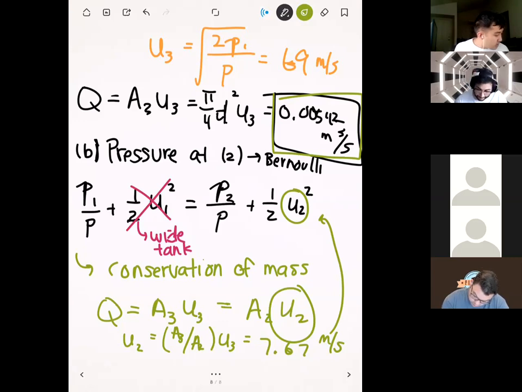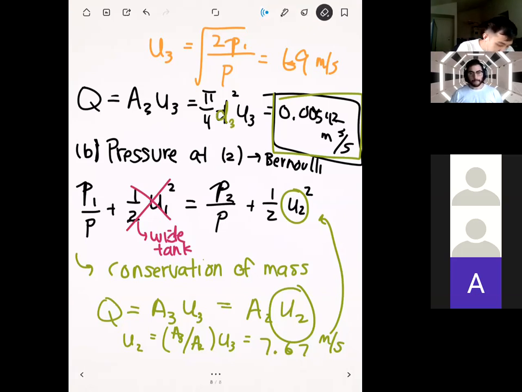All right, any questions on this? For the Q equation, you have A2, but did you use D3? Yes, I use D3, little d. So is it supposed to be A3 times U3? Yeah, A3. Sorry. Yeah, the A and the U have to match at the same location. So if we're doing velocity at point 3, it also has to be the area at point 3 as well. Cool. Thank you.